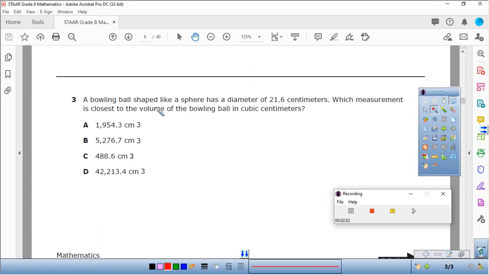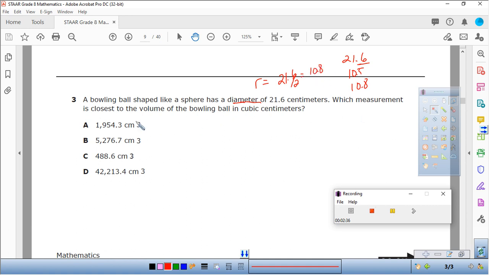This one is asking about a ball shaped like a sphere. Diameter. Remember, we never use diameter. So what I'm going to do in my head is say, hey, radius. What's my radius? Anybody know what my radius is? It's 21.6 divided by 2, which gives me 10.8.